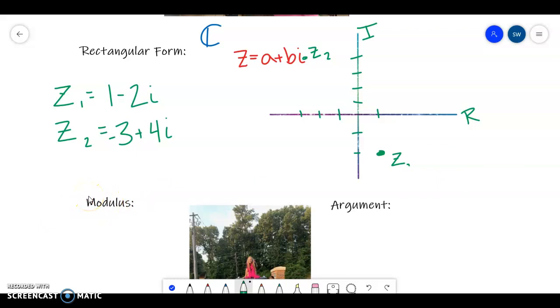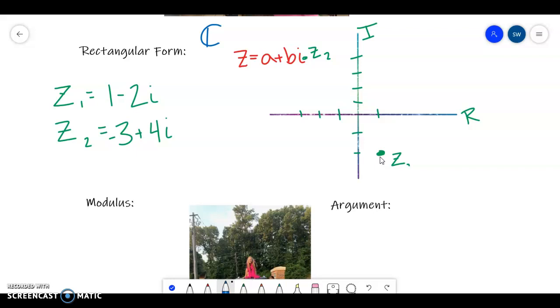So remember this word, modulus. It gets compared to magnitude for vectors because the math is the same. It's just Pythagorean theorem. It just means distance away from the origin. So we calculate that using Pythagorean theorem, the real direction squared plus the imaginary direction squared, and square root.